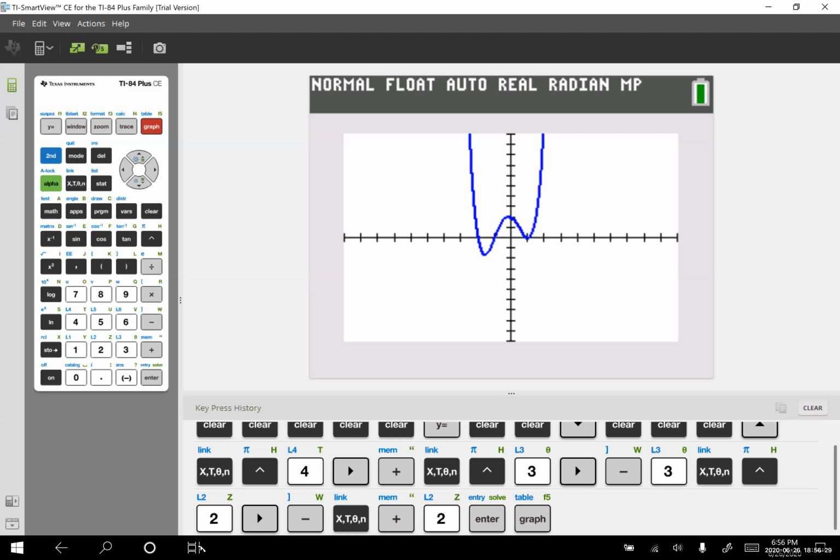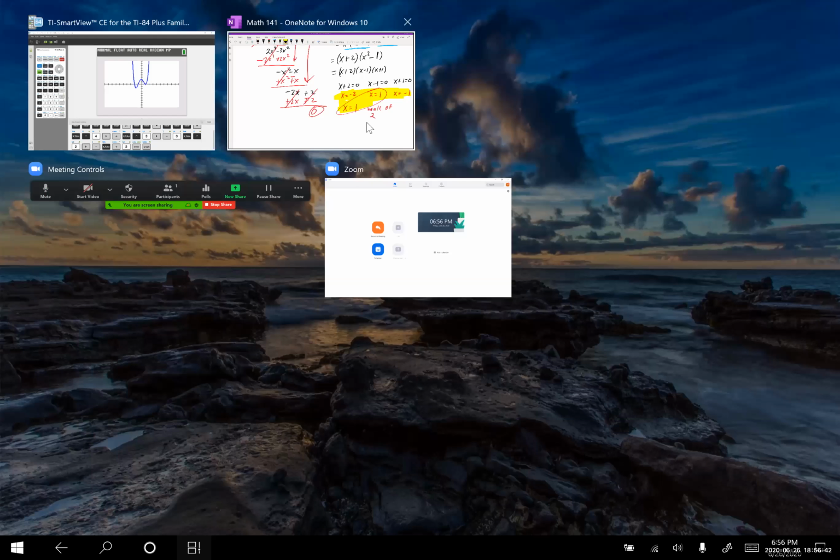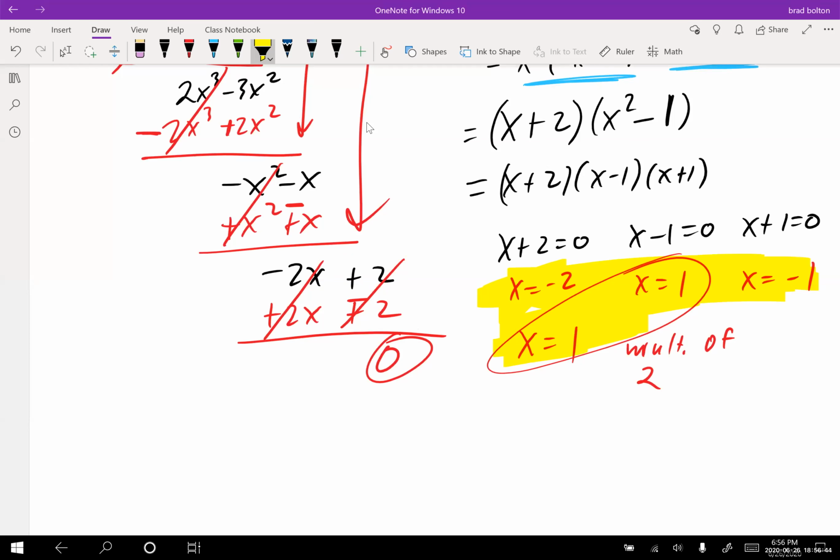So we should have known that it had even multiplicity because that's what we learned in 4.1. We should have known that the other two had odd multiplicity, for x equals negative 1 and x equals negative 2, because they go through the x-axis. So this is all this information that we're gaining, okay?